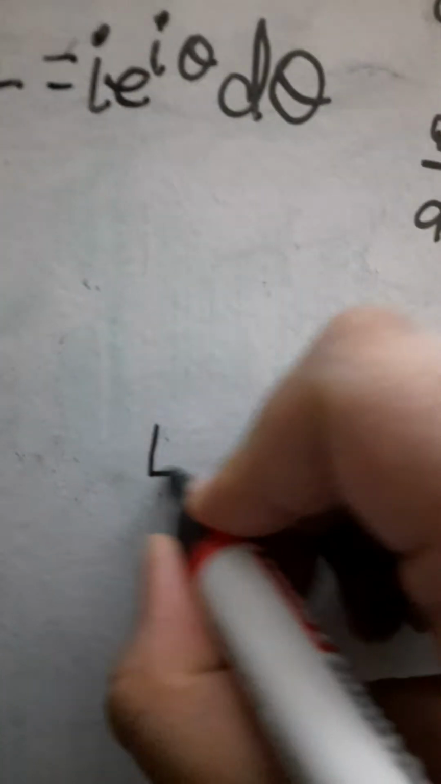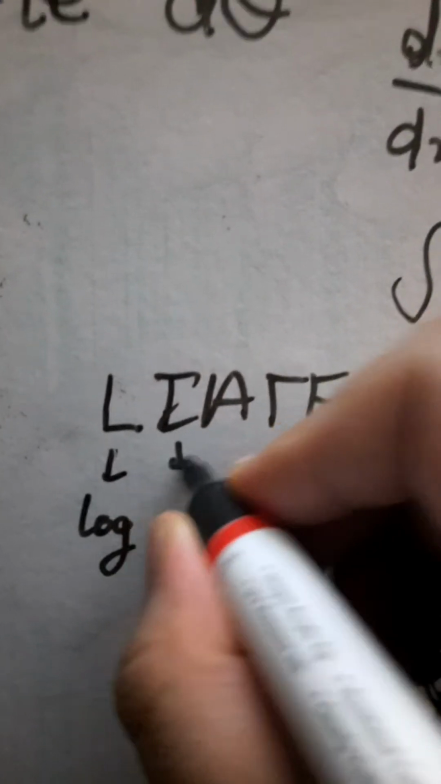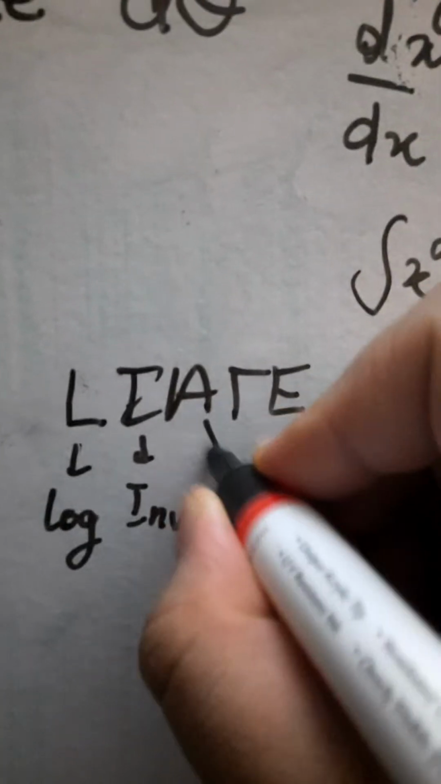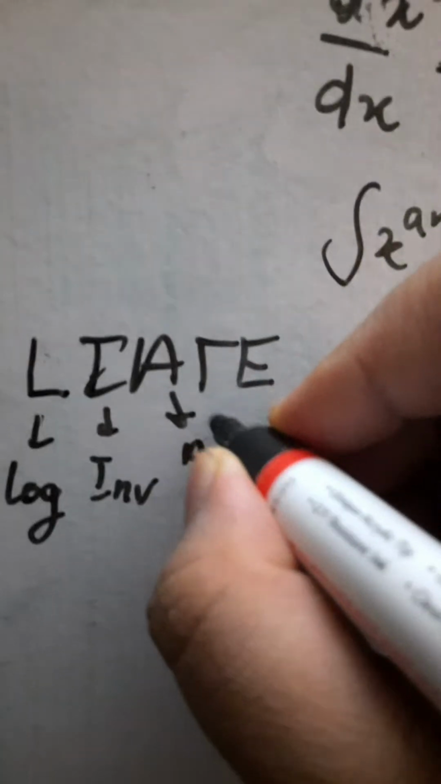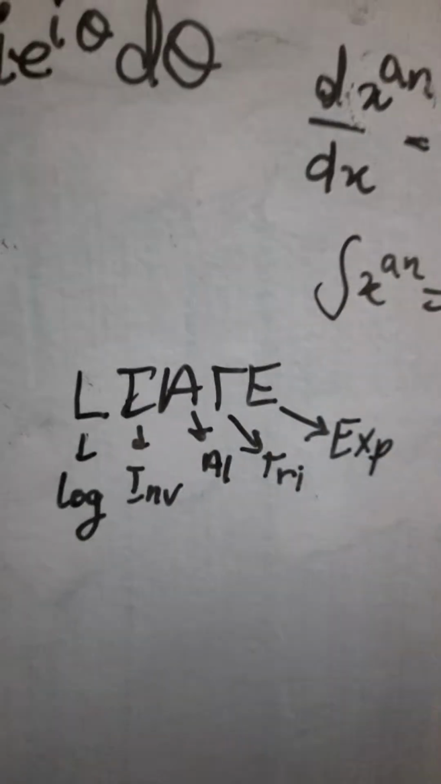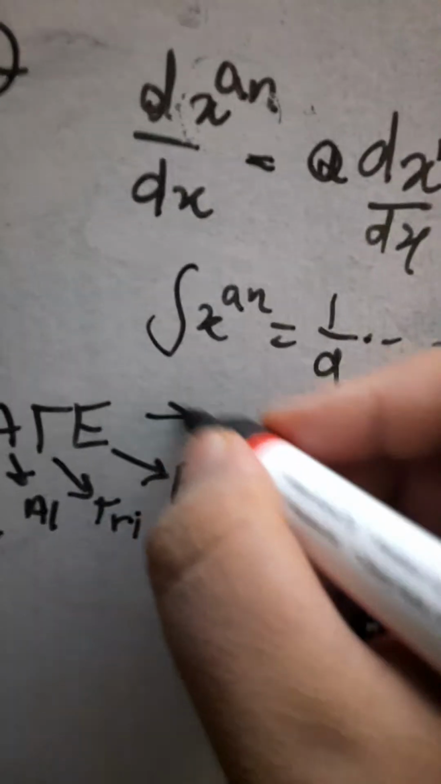Now we would see there is the LIATE rule when you take u and v. I would tell why the LIATE rule is used, because in the LIATE rule you have exponential at last. So I would tell you what LIATE is. LIATE means logarithm, inverse, algebraic terms like x, y, theta and all, trigonometric, exponential. So this is the priority for taking u.